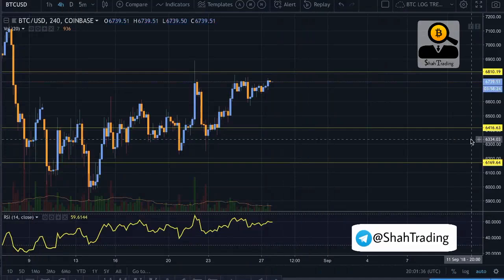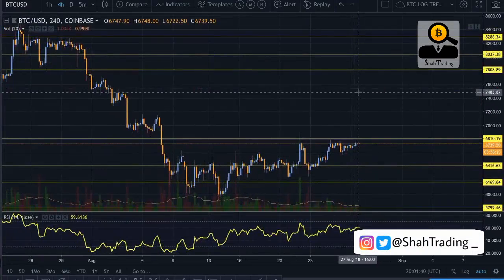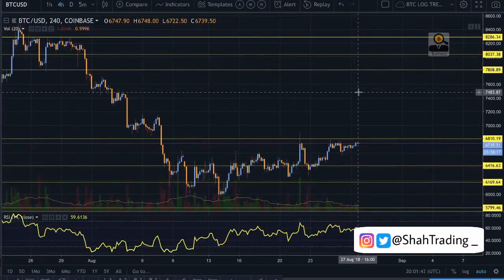So we are going to be, of course, looking at Bitcoin, as we usually do. And what we are in right now, it looks very, very obvious.